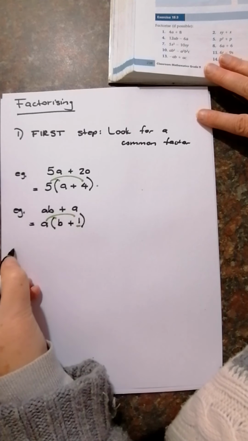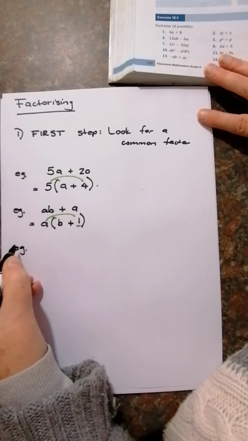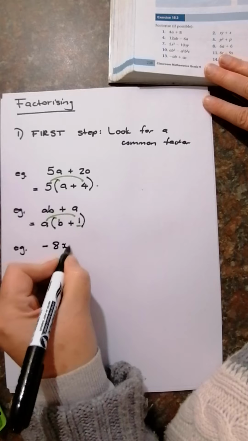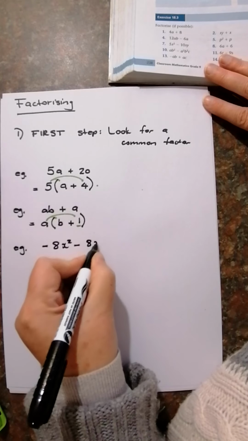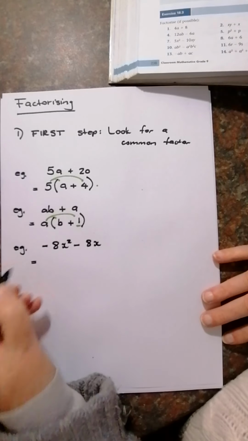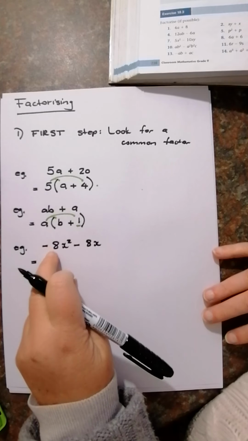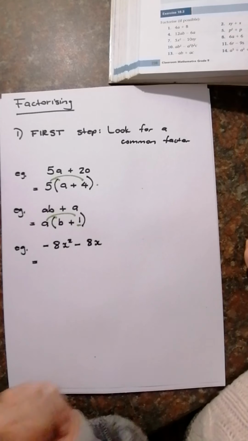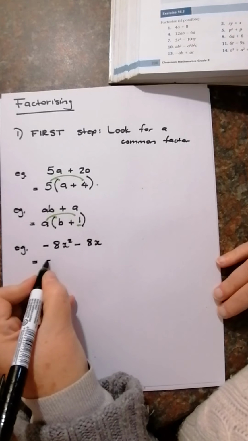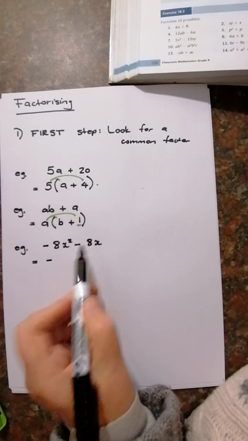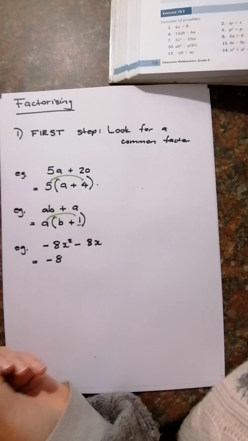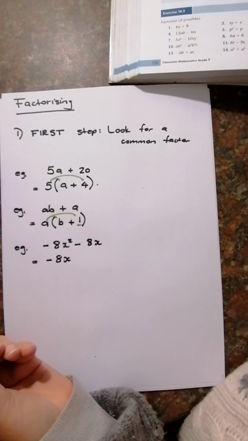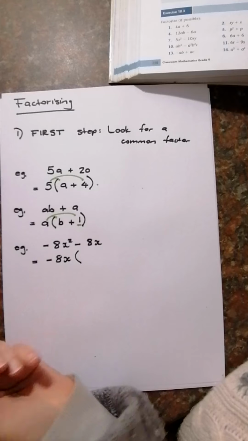Okay, let's try another one. Now we get a little bit more tricky because we've got minus 8x squared minus 8x. When you see a minus, it is best to take out the minus. We don't like minuses, so we take him out. We divide by him, so we're going to say minus. What is common to 8 and 8? It's 8. What is common to x squared and x? Just the 1x. Then you put your bracket.